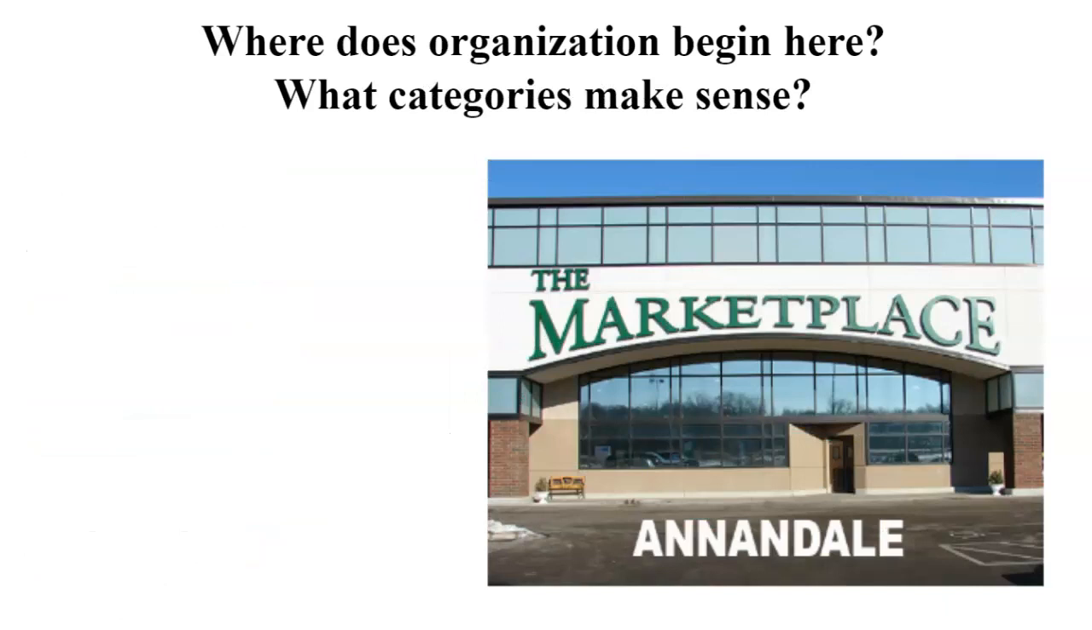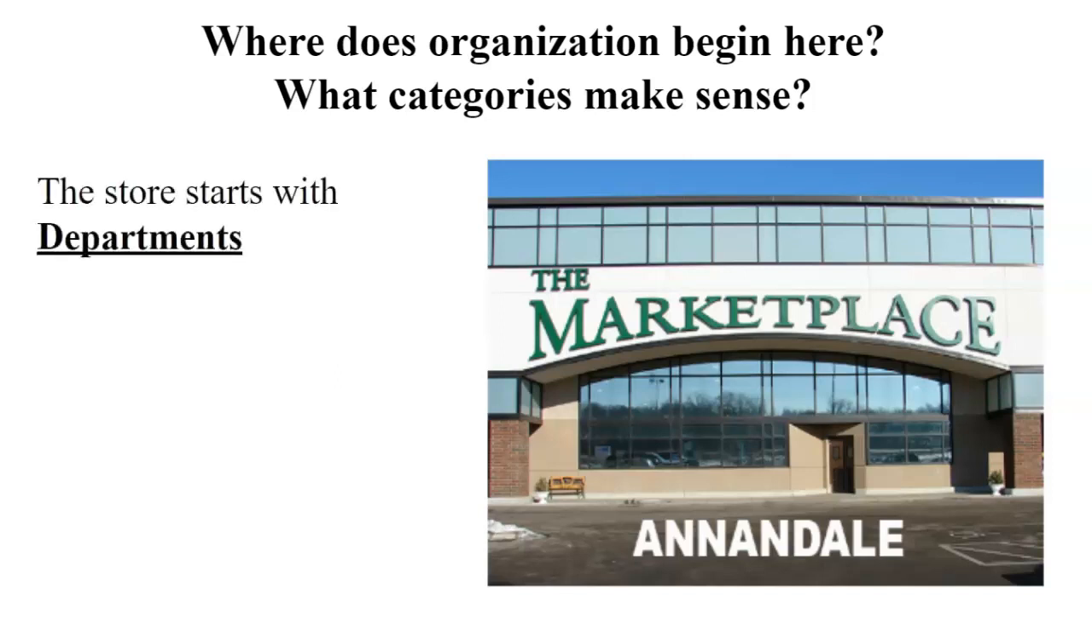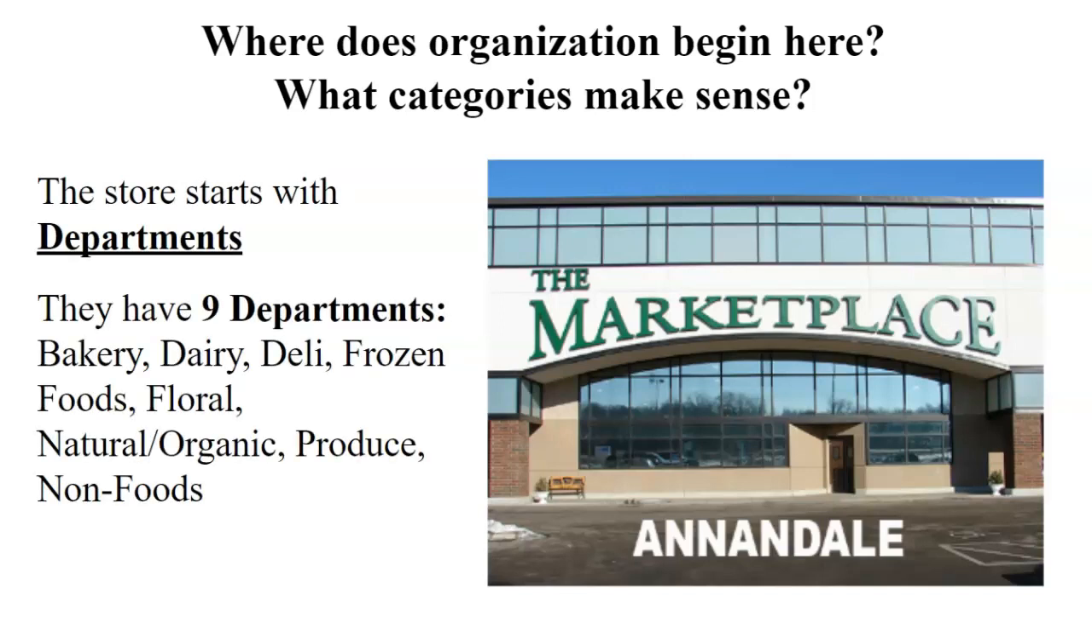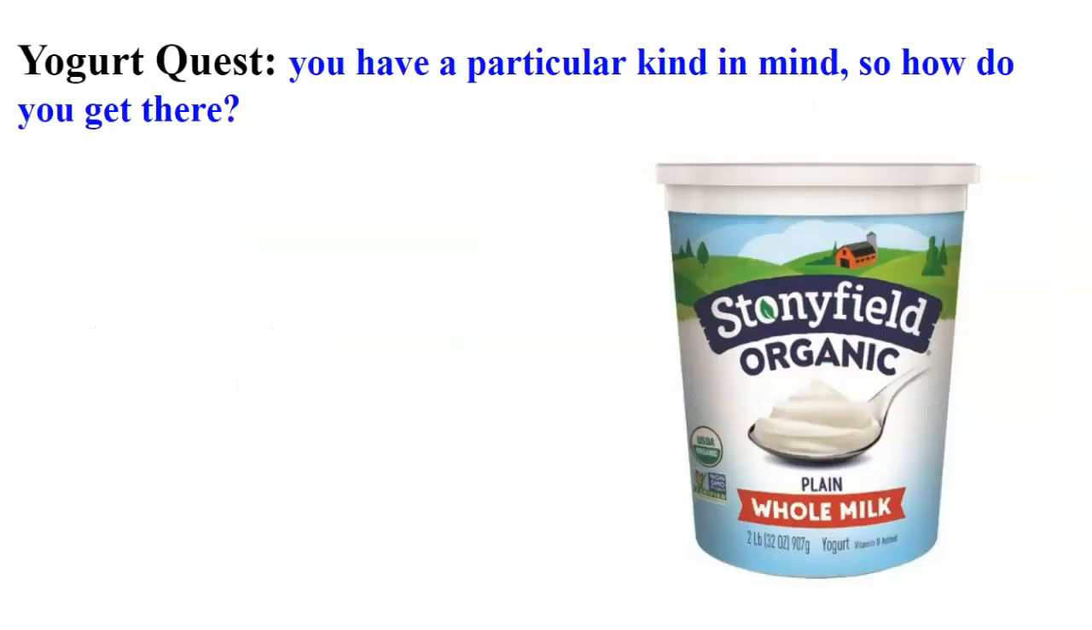Where does organization begin here? What categories make sense? You go into the grocery store. Well, the store has different departments. In fact, they have 9 different departments: the bakery, the dairy, deli, frozen foods, floral, natural, organic, produce, non-foods. So now imagine I have a quest for yogurt. I need to narrow my search. Can't go to all those departments. So you have a particular kind in mind. So how do you get there?